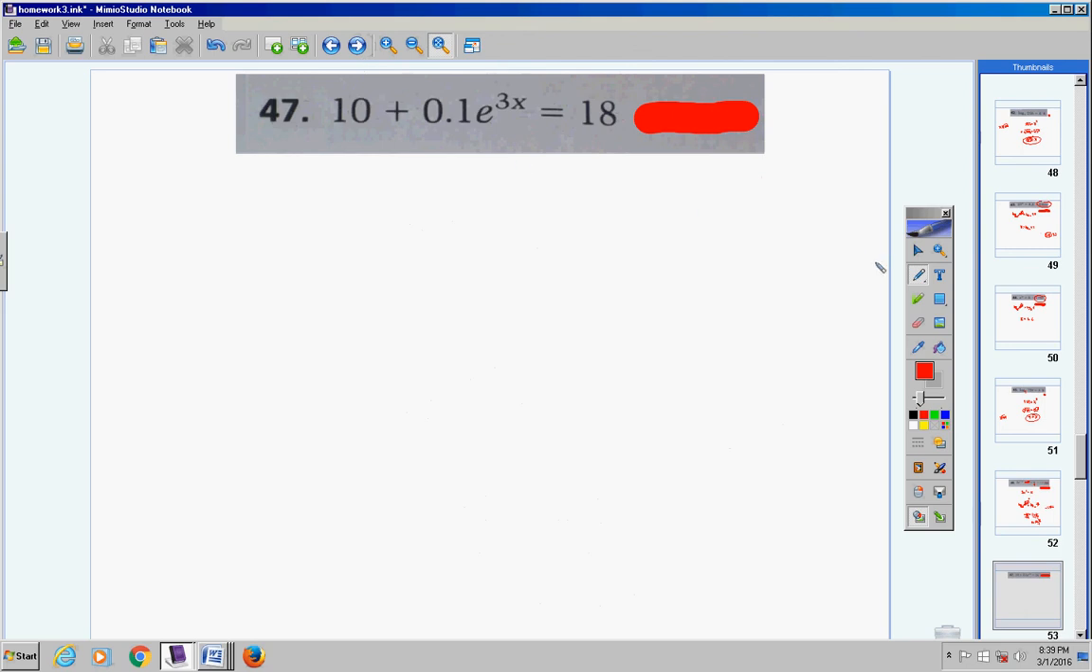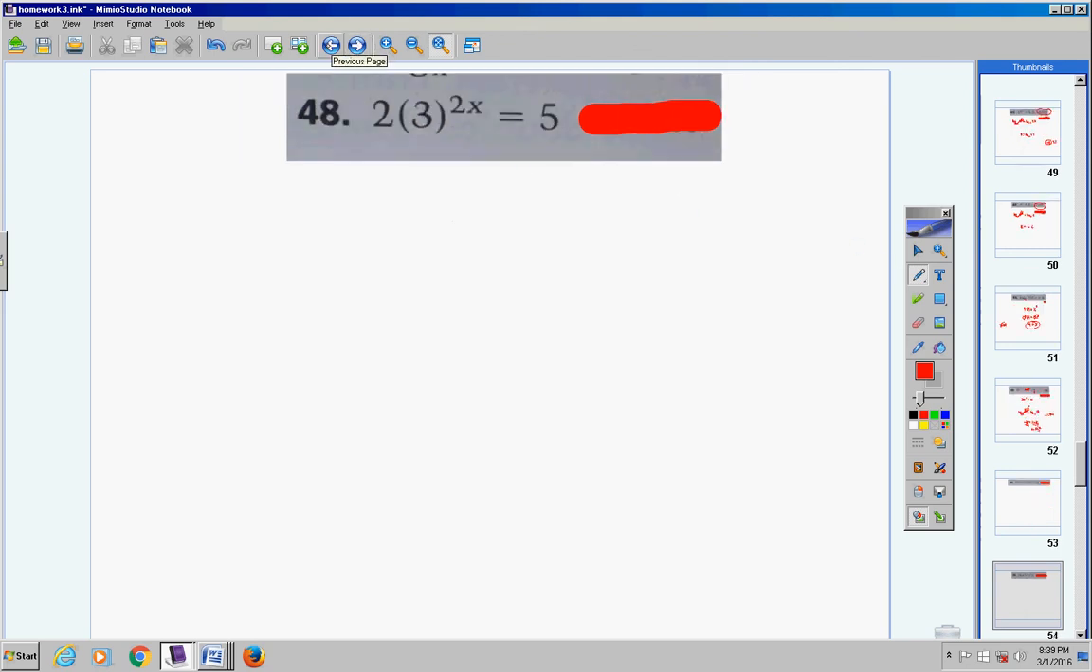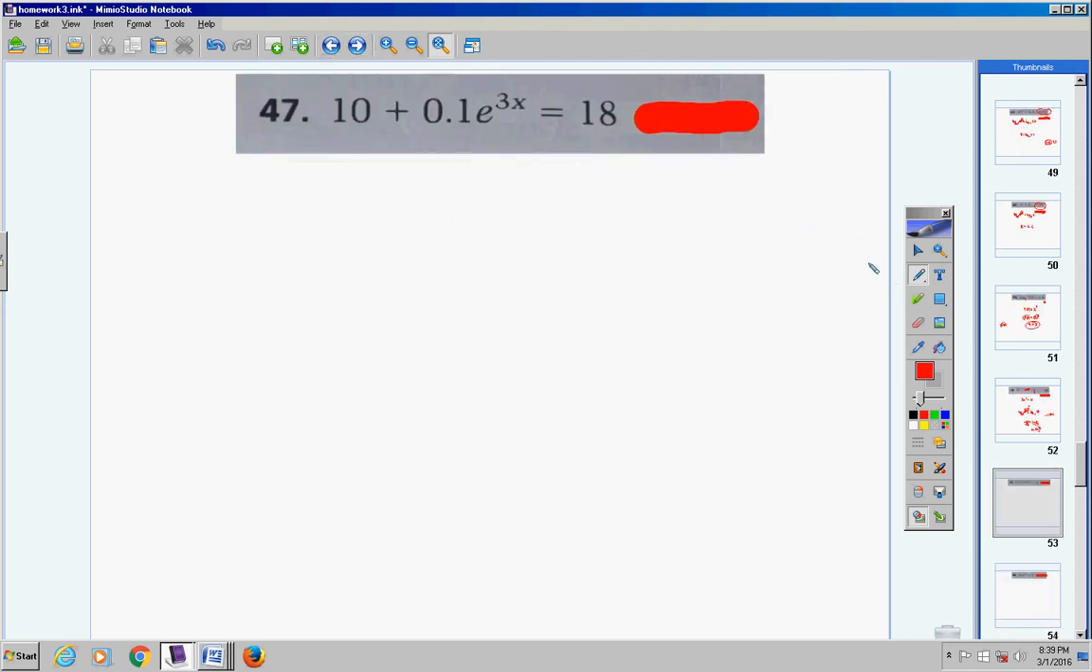47. Okay, good. Another exponential equation. Step 1 is to isolate the base and the exponent. So I've circled those. You've got to get rid of this and you've got to get rid of this. So first of all, let's bring the 10 over. It's a positive 10, so bringing it over makes it a negative 10.